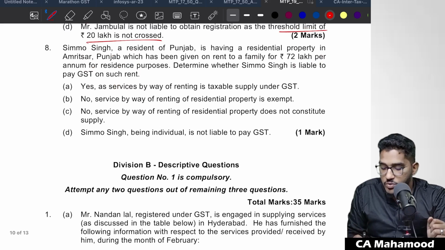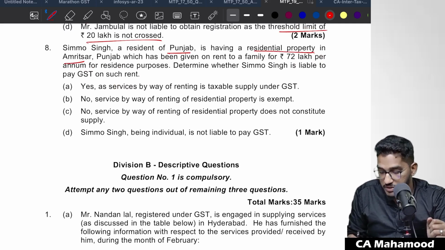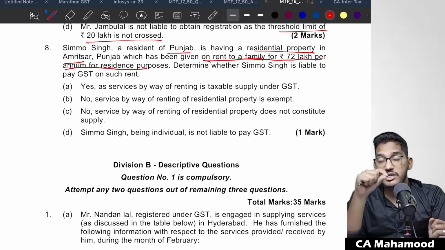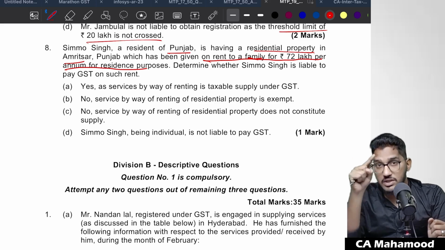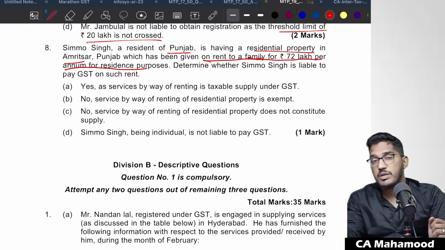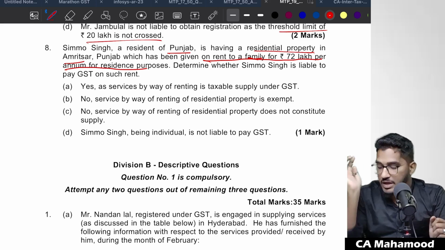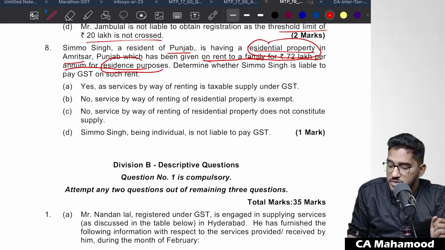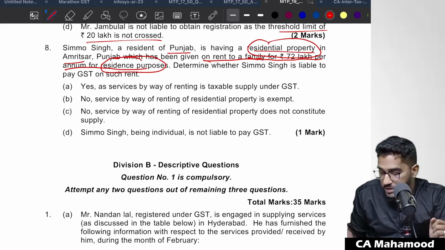Next one. Simmo Singh, a resident of Punjab, has a residential property in Amritsar, Punjab, which has been given on rent to a family for 72 lakh rupees per annum for residence purposes. Renting of residential dwelling for residential purposes is exempted. In case you give a residential dwelling for use as commercial purposes, then it will be liable for GST. But in the given case, renting of residential property is happening. The purpose is also for residential purposes only. So this will be exempted.